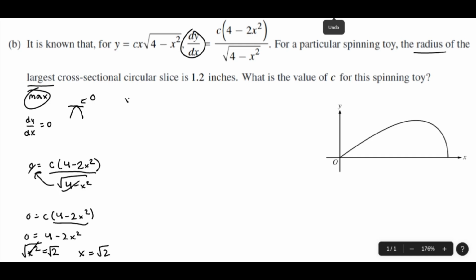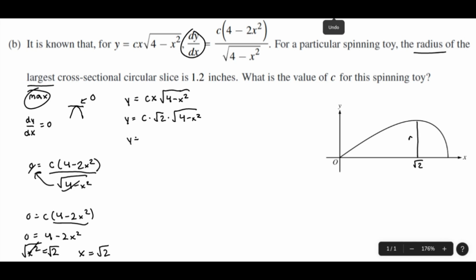So we plug square root 2 into the x for the y function. Now we're going to rewrite the y function, y equals cx times the square root of 4 minus x squared. And here is where we plug in the square root 2, so we're going to keep c the same because it's a constant. And now we have 4 minus x squared, that should be square root 2 squared. The reason we do this, as the line I drew on the graph, that is x, that's root 2 on the x-axis, and that's the largest radius of the function.